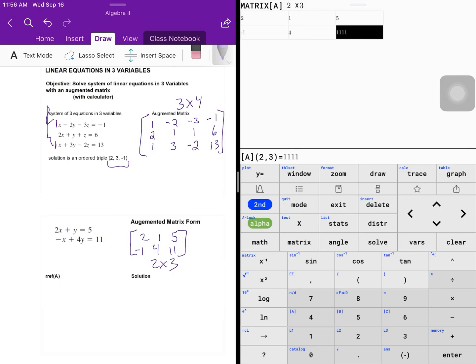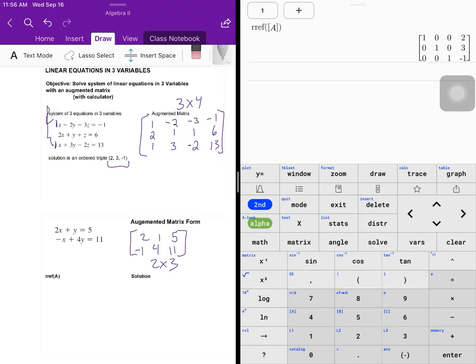Oh, that's way too big. I don't want that big of a number here. So let's go delete. There we go. And I believe I wanted 11? Oh, come on. All right, so back to the main screen.